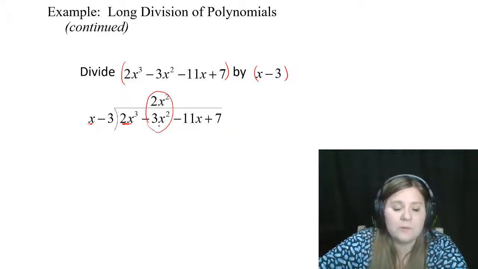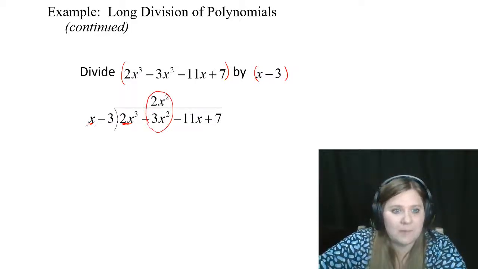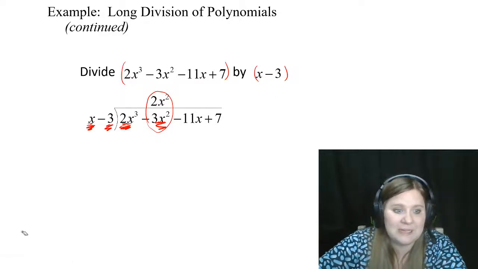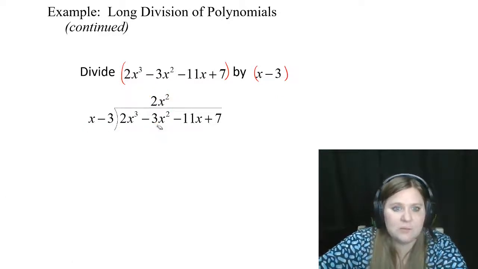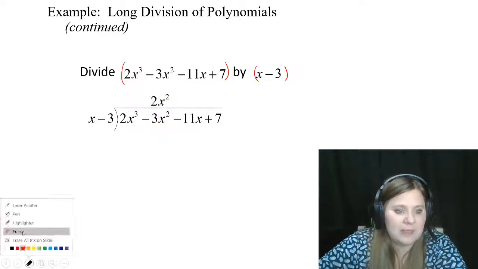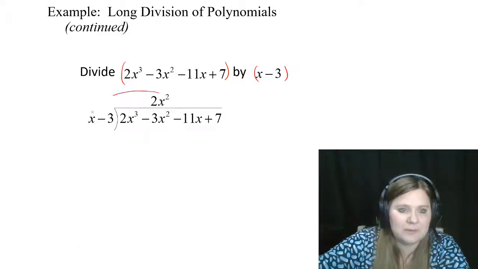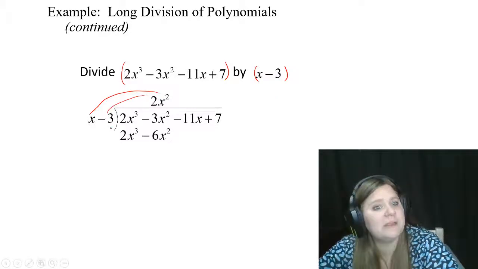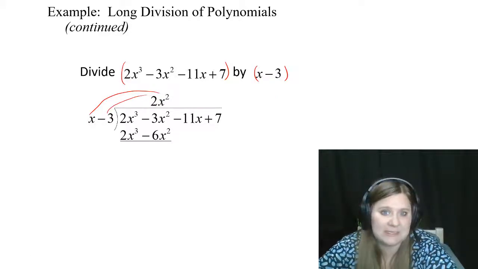The reason why I write it over the second term is because I have 2 terms. So when I'm multiplying 2x squared, I'm going to have 2 terms, and I want to make sure I write it underneath. Okay, so 2x squared, and then I'm going to distribute that, so I'm going to multiply everything through by that, and that's going to give me 2x cubed minus 6x squared.